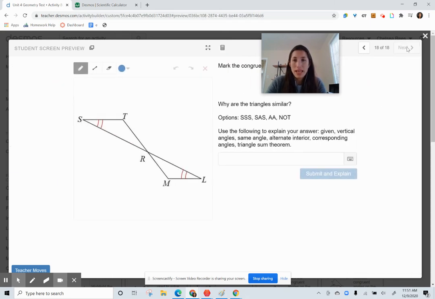And then our last problem here. This is another bow tie question. So we have our angles in the center here. We call those vertical angles. Those are equal. And we also have a mark on angle S and a mark on angle L that shows that those angles are congruent. So we have two pairs of congruent angles, which makes these triangles similar because of angle-angle.